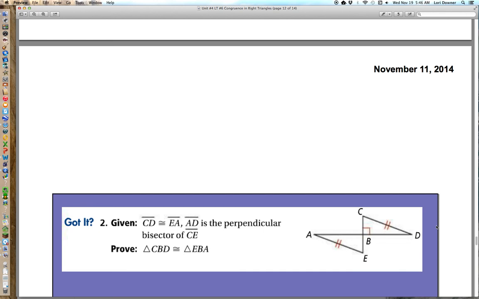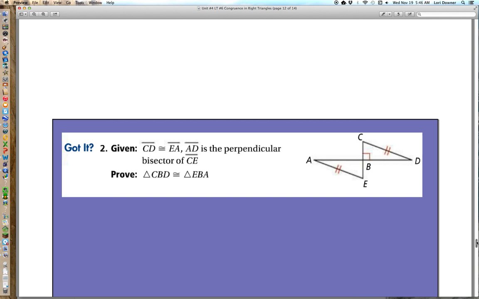All right, we're given CD is congruent to EA. We're also given that AD is the perpendicular bisector of CE. Perpendicular means I'm going to get 90-degree angles. So in your proof, you're going to want to state that you get 90-degree angles. You're also going to want to state that CB is congruent to EB. Because it bisects, it's going to cut it in half, making CB congruent to BE.